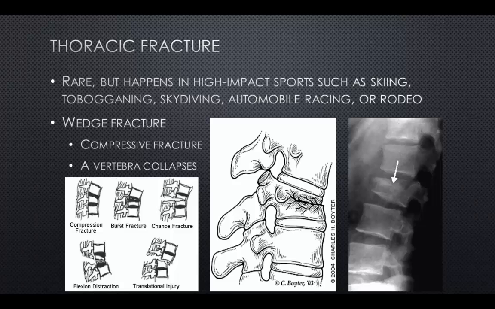Wedge fractures are the most common types of fracture. A wedge fracture is a compressive fracture on the anterior surface of the vertebrae. The vertebrae then collapses anteriorly. If this fracture isn't bad enough, the spinous process may also open up, which results in a chance fracture.